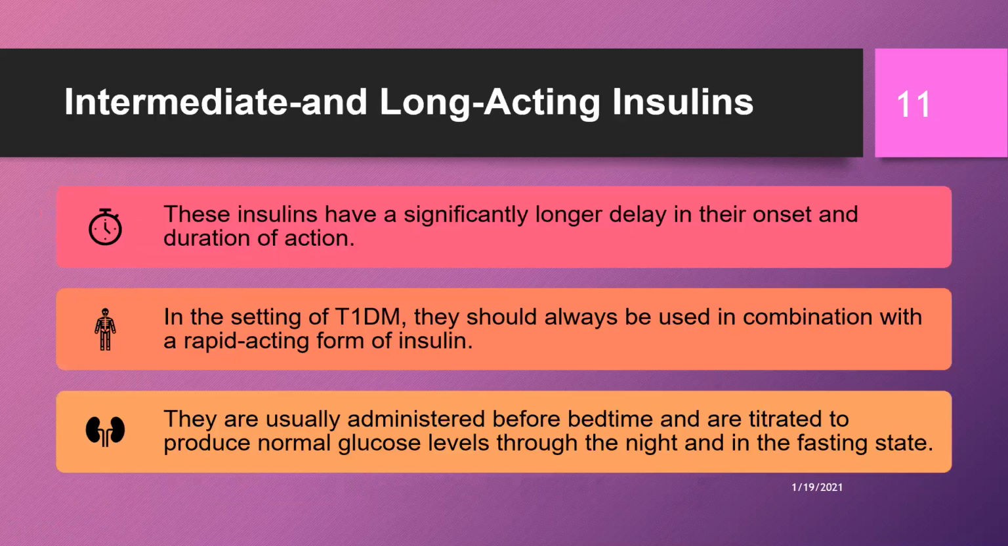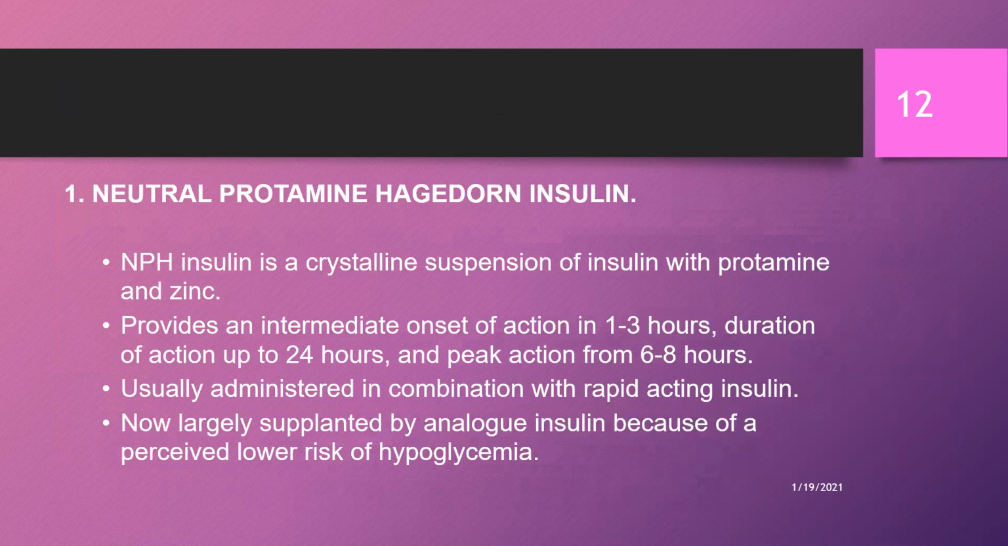Now coming to the intermediate and long-acting insulins. These insulins have a significantly longer delay in their onset of action as well as duration of action. In the setting of type 1 diabetes, they should always be used in combination with a rapid-acting form of insulin because you need a basal bolus type of regime to simulate the natural pancreatic pattern. They are usually administered before bedtime and are titrated to produce normal glucose levels throughout the night, as well as in the fasting state.